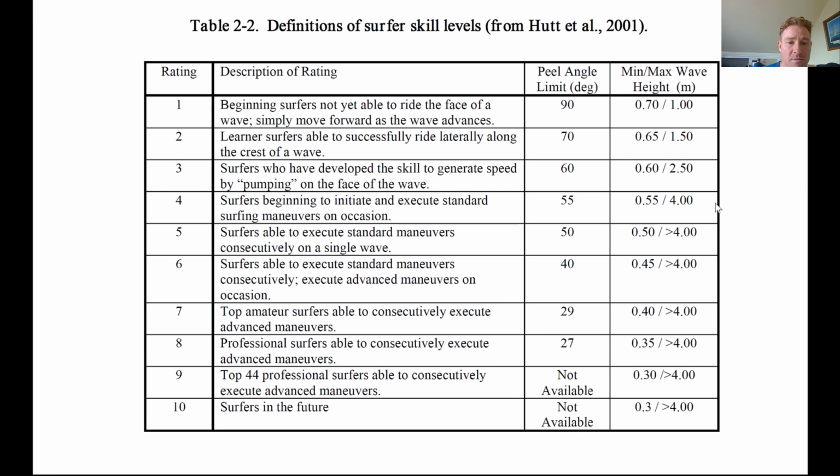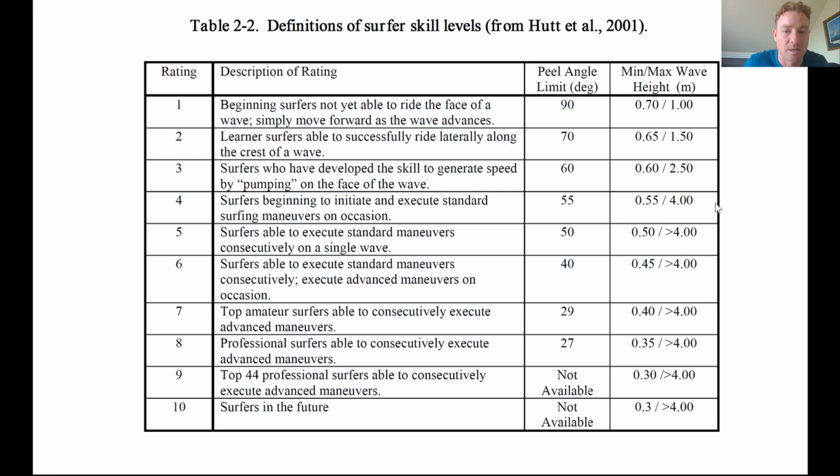A level 9 surfer is a top 44 professional surfer able to consecutively execute advanced maneuvers. This is back when they had the ASP and they had the top 44. The peel angle limit, they say not available, but they can surf as small a wave as 0.3 meters effectively. And then a level 10 is surfers in the future. Keep in mind, this is a 2003 study. Peel angle, they didn't know what the limit was as well, and they said 0.3 or less.